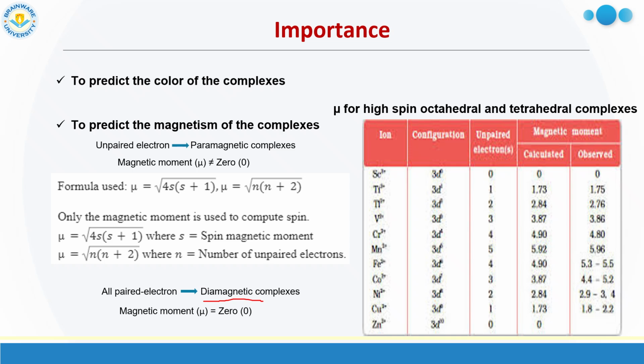The extent of paramagnetism is given by the magnetic moment, that is μ. For paramagnetic, μ is non-zero. What is the formula to calculate μ? That is root over n into n plus 2, where n is the number of unpaired electrons. And what is the unit of μ? The unit of μ is BM, that is Bohr magneton.